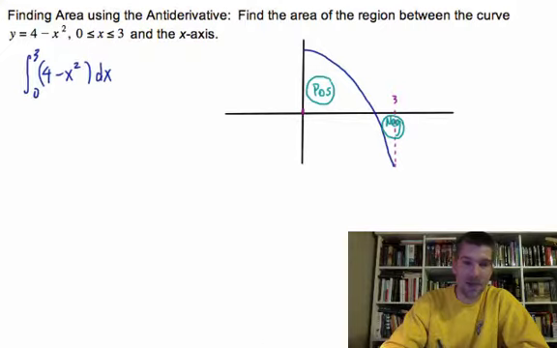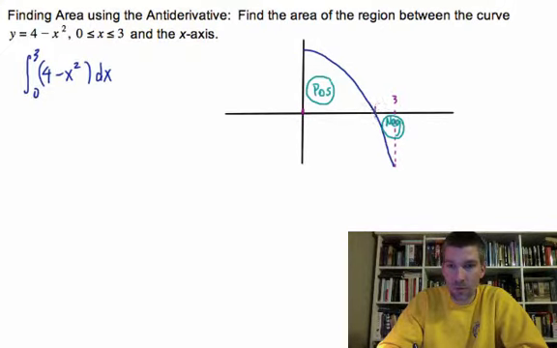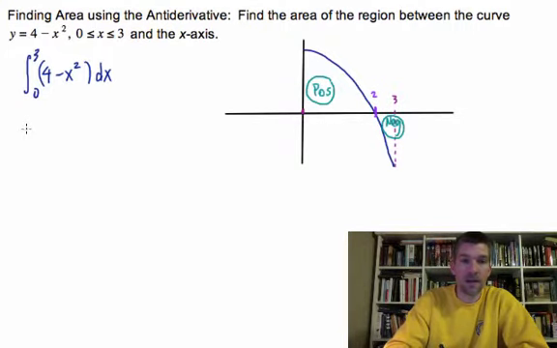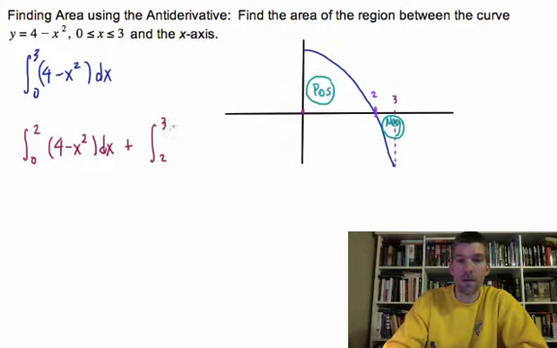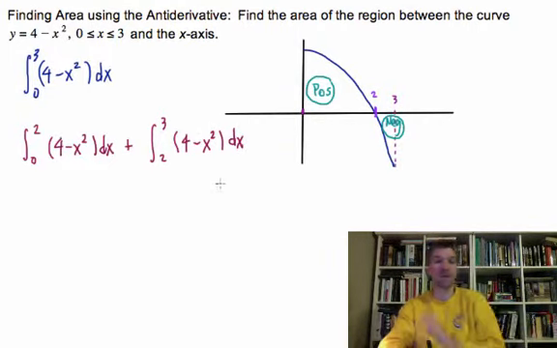Okay? What does that tell us? It tells us that we're going to actually break this integral into two right here where it crosses the x-axis. And 4 minus x squared equals zero at what number? 2. So what we're going to do is look at the integral from 0 to 2 of 4 minus x squared dx, and we're going to add it to the integral from 2 to 3 of 4 minus x squared dx. That gets us the same information that we're interested in.